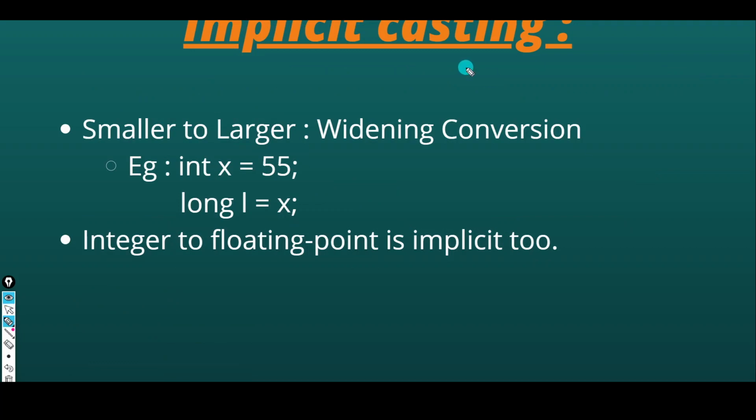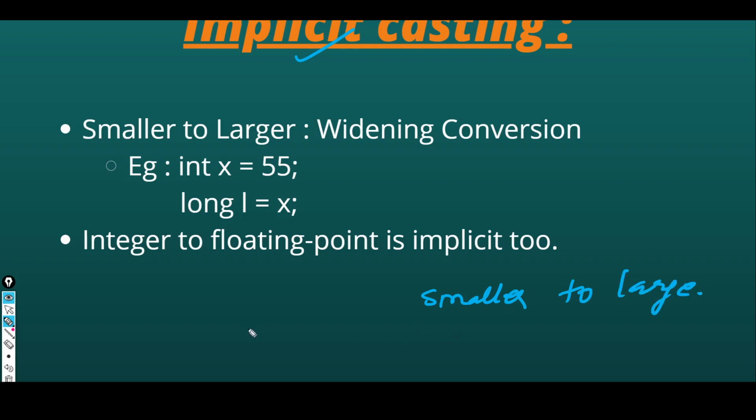As I said, there are two types of typecasting, right? One is implicit and another one is explicit. First we'll see what implicit typecasting is. Now you know typecasting is casting a variable of one type to another type. So first let's see implicit typecasting. Implicit typecasting means casting smaller to larger, that is, a smaller data type to a larger data type.